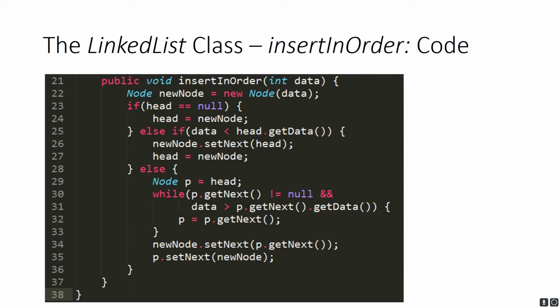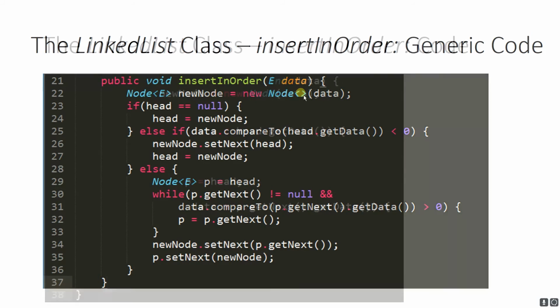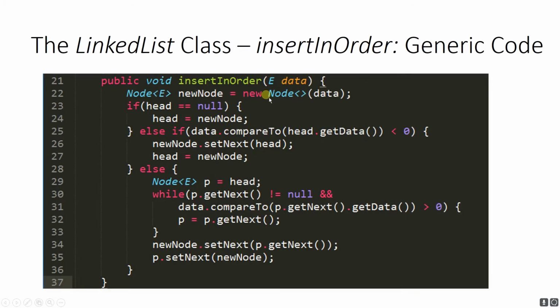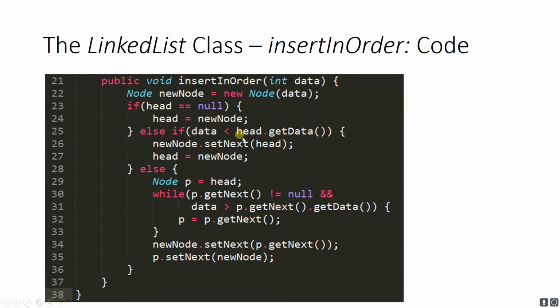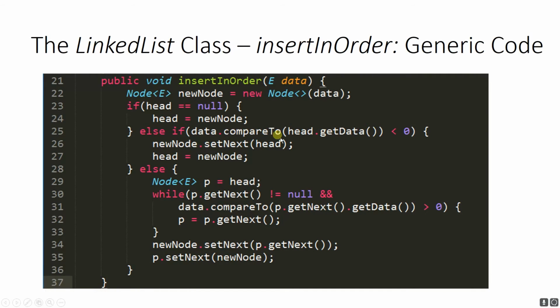So for insert in order, it's all much the same except with one difference. So again, we've replaced int data with E data, and node with node E, new node data with new node angle brackets data. That changes exactly what we saw in the last one, it's consistent. The big one that's changed here is that before we had is data less than head.getData. Now we can't use the less than, we have to use this compare to. This is why we enforce the rule that they need to be part of the comparable interface.